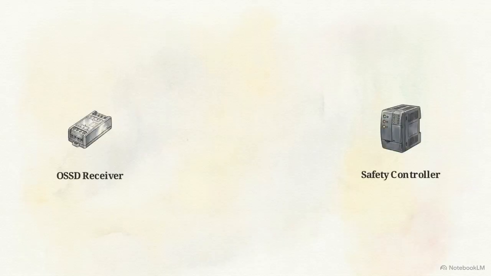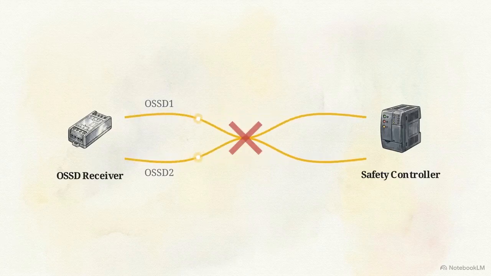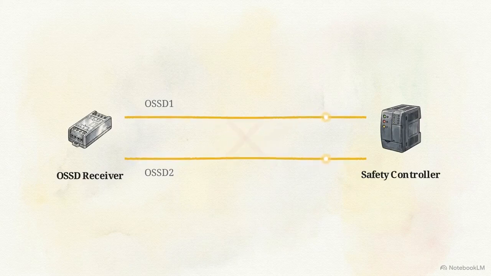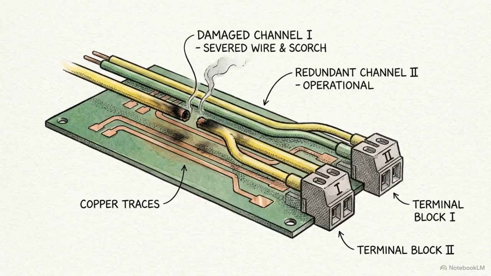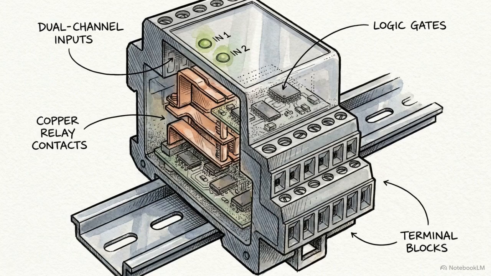To prevent a single point of failure, the system uses two completely separate channels, OSSD1 and OSSD2. A strict wiring rule applies. These channels can never be connected in series or parallel. They must remain isolated. This dual-channel architecture ensures that a single severed wire or an electrical short can never prevent the machine from stopping.